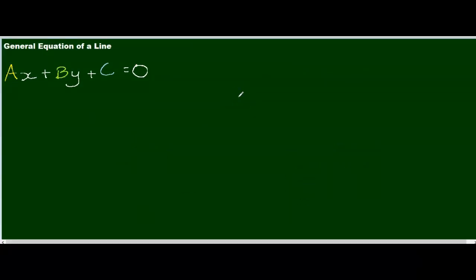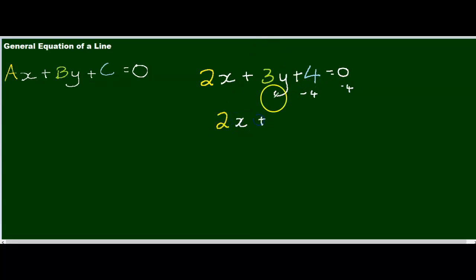So how do we use this form? Let's say we have an equation that is 2x plus 3y plus 4 equals 0. We usually want to put the 4 on the right hand side. So I'm going to subtract 4 on both sides of my equation. And that leaves me with 2x plus 3y equals negative 4.